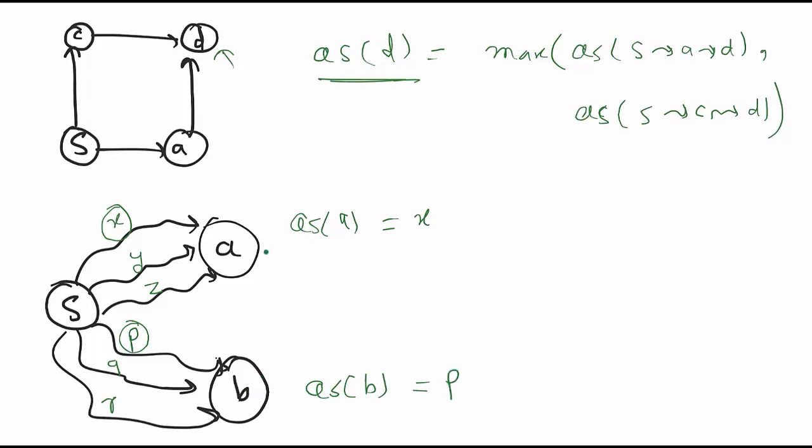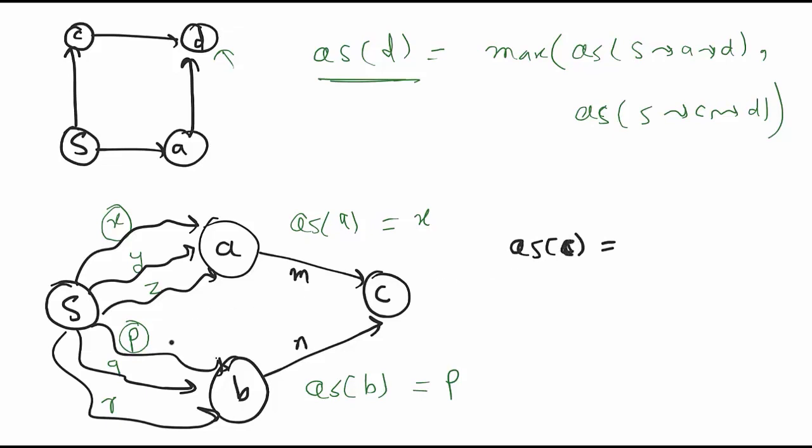Now, we are asked to find out the quality score of, let's say, C. Now, let's say that this A to C has some edge weight, which is P, or P is already used, so let's assume it to be M. And let's say that B to C has some edge weight N. Then what will be the quality score of C?